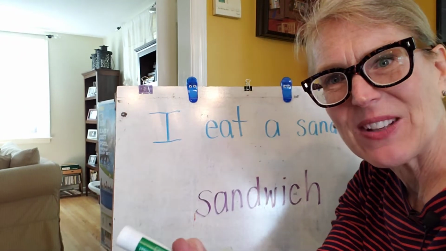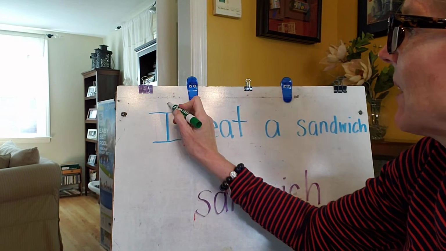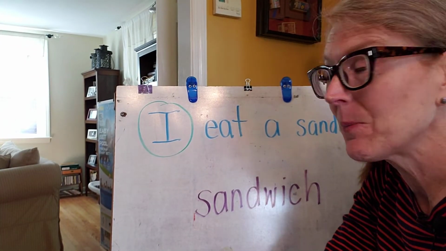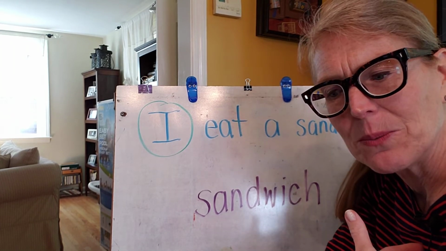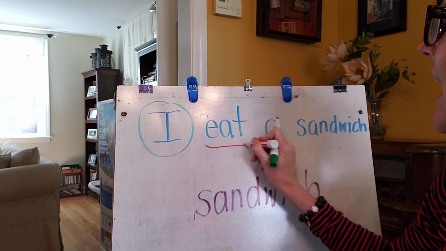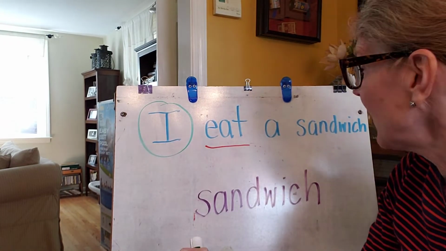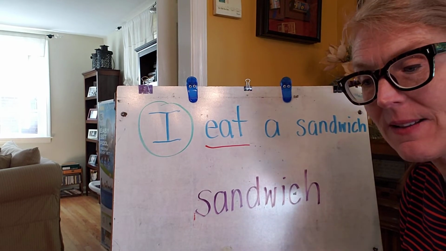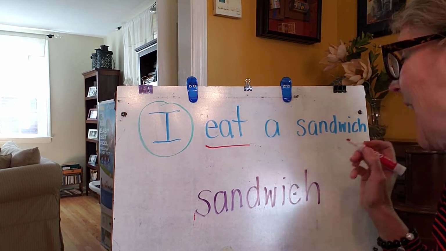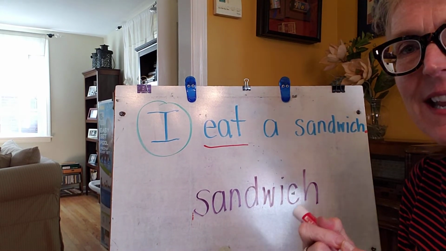Who is the person about? It's about I, right? Okay, so that's my naming part. What do I do? I eat, right? So there is my action word. All right, am I telling you something? Yep. So what do I have to put at the end? A period. Okay. So I eat a sandwich.